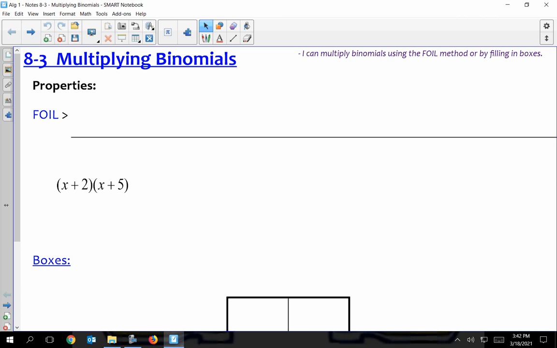And this is a really important topic. You're going to use this a bunch. It's a pretty big algebra concept, okay? We're going to learn two different ways to do this. You guys can pick whichever way you feel comfortable with.